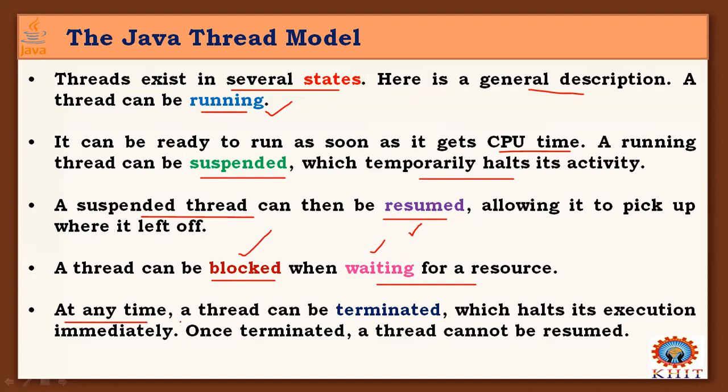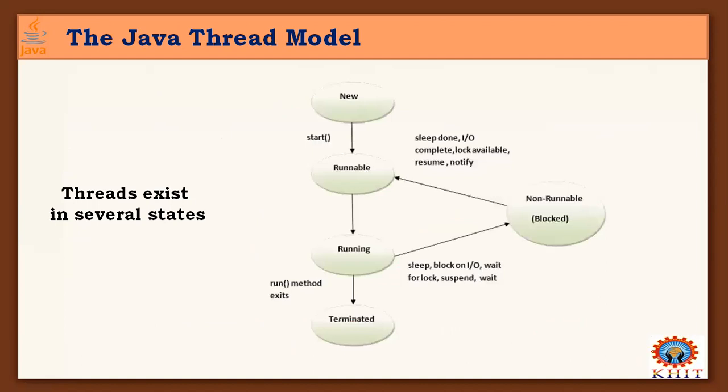Right. At any time, a thread can be terminated, which means it halts its execution. Halts means it stops. After successful completion of execution, the thread may be terminated. Once terminated, a thread cannot be resumed, because once it is terminated it never comes back to execution. It would have to start the same life cycle from the new state and ready state to running, and maybe termination, like that. So this is a simple life cycle description here.